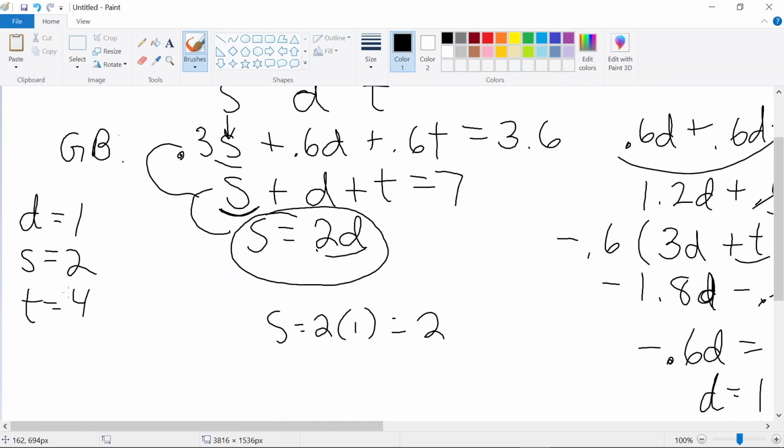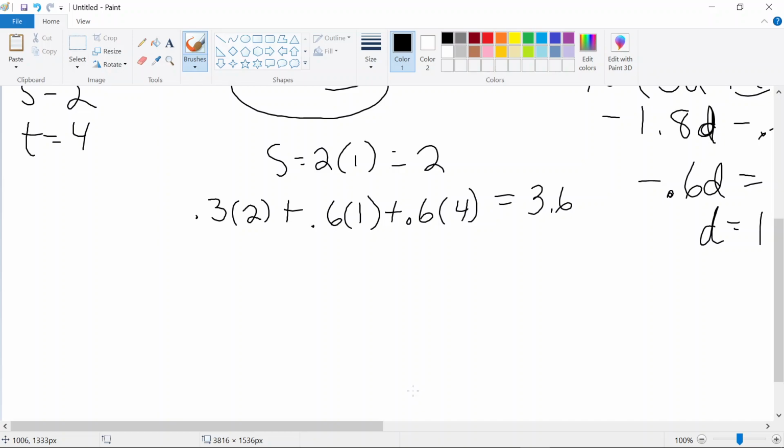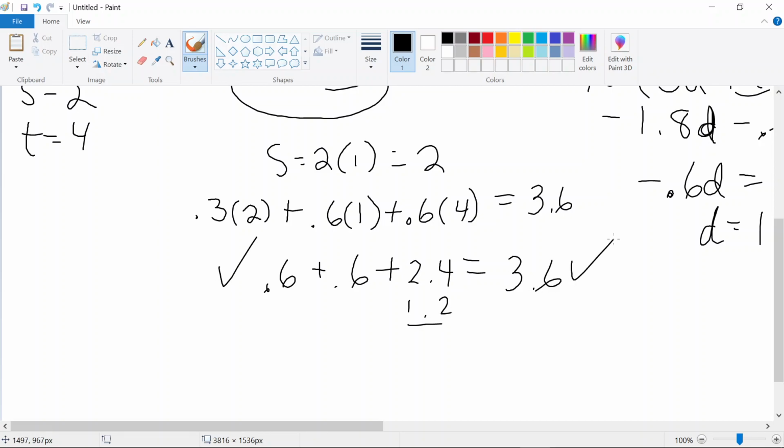Now let me just double check to make sure that works. 0.3 times 2, I'm just plugging in those values I found, plus 0.6 times drama, 1, plus 0.6 times talk shows, 4, should equal 3.6. I'm just double checking to make sure I got all these right. That's 2 times 0.3 is 0.6 plus 0.6 plus 2.4 equals, that's 1.2 plus 2.4 is 3.6. So I verified it.